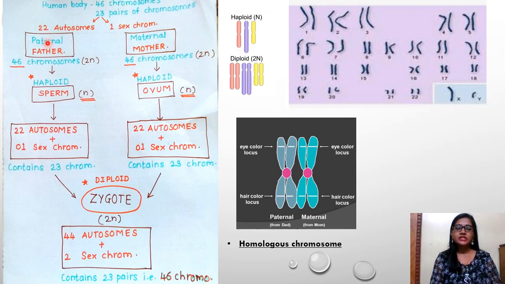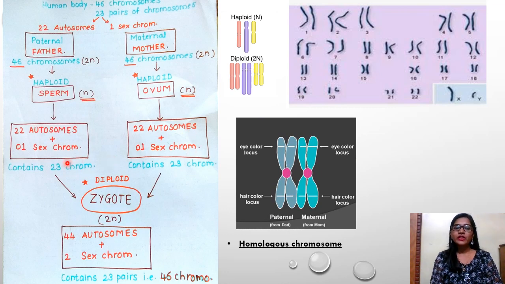On the paternal side, the father gives sperm, which is haploid in number. Each and every body cell is diploid, but when gametes form, they are always haploid. The sperm is a male gamete which is haploid in number. The ovum is a female gamete which is also haploid in number. This haploid cell contains 22 autosomes and 1 sex chromosome, that is, 23 chromosomes. Likewise, the ovum contains 23 chromosomes, of which 22 are autosomes and 1 is a sex chromosome.